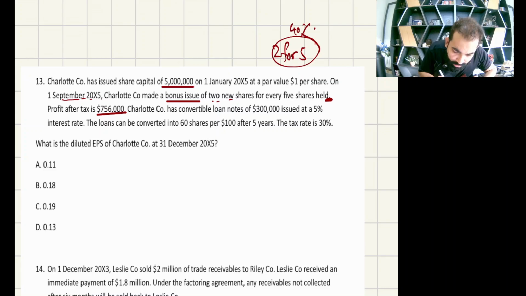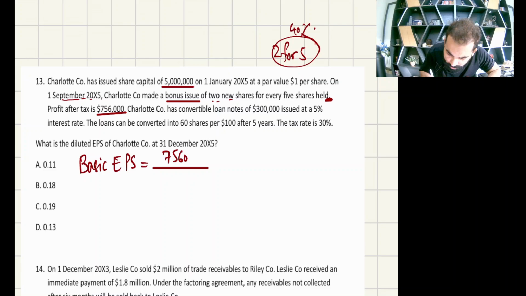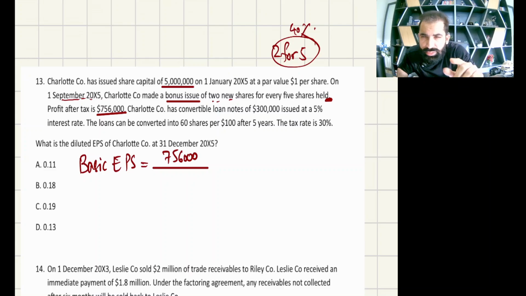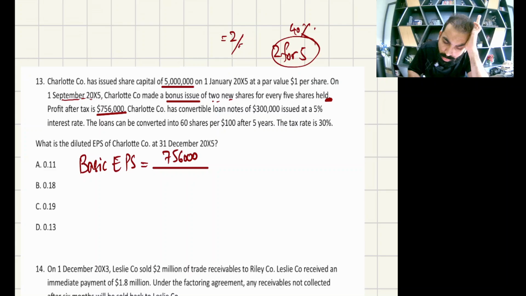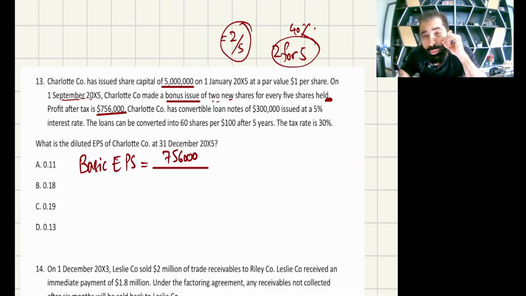Now wait. I will do diluted EPS afterwards. First of all, let me calculate basic EPS for you. For basic EPS we go for real profit and real shares. Real profit is 756,000 and real shares are 5 million plus, if you want to go very easy, just the bonus fraction is multiplied. Bonus fraction is 2 upon 5, or you make it 40%. So you will multiply this 40% with the year beginning shares. Only one event, the bonus issue.